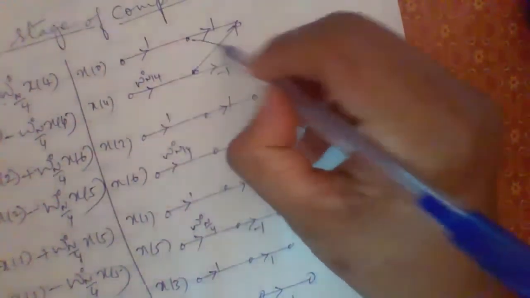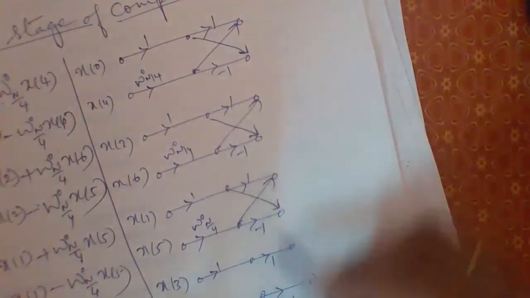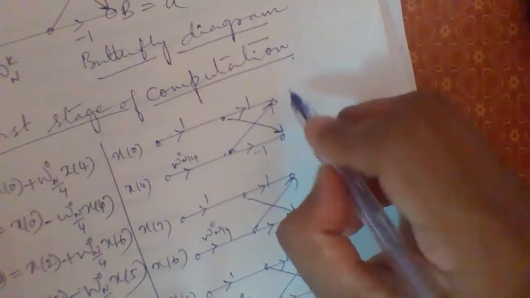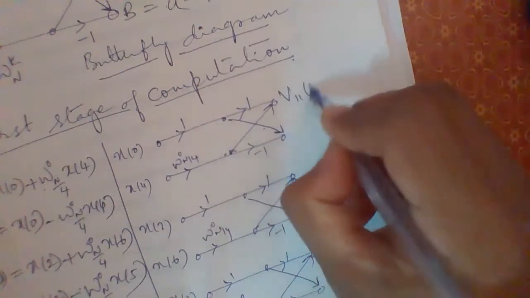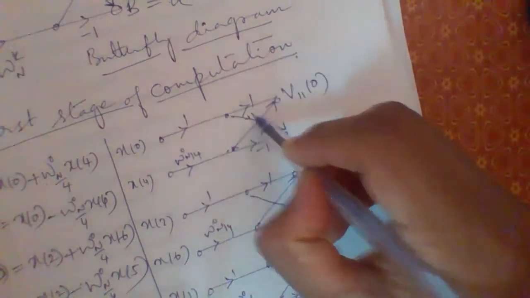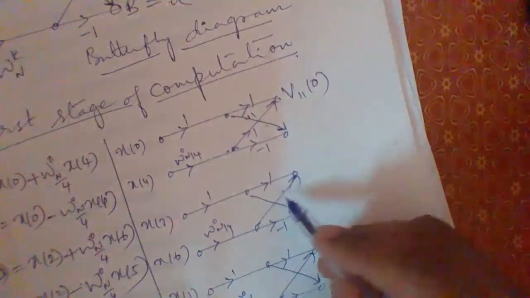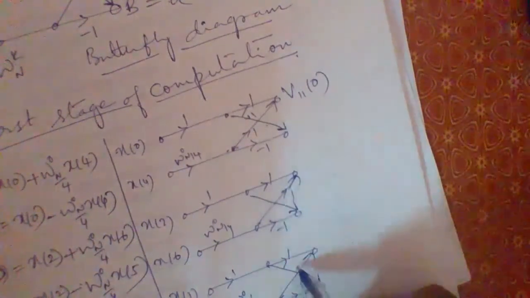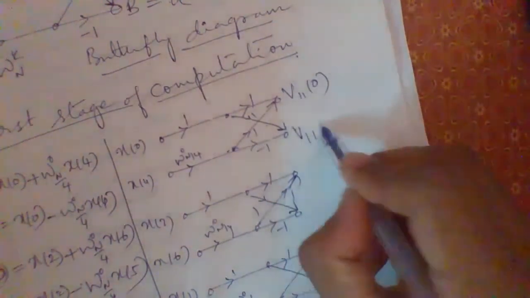Now we'll connect the branches, and the basic butterfly diagram is completed like this. Therefore here x of 0, this is plus x of 4, and whatever the result I am getting, that is nothing but V11 of 0. Okay. So here of course you can mention the branch weights. This is 1, this is also 1. You just join them. This is 1. This is also 1. So then V11 of 1.